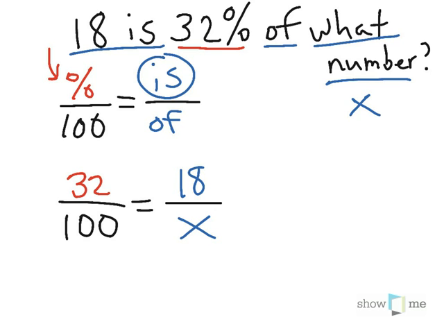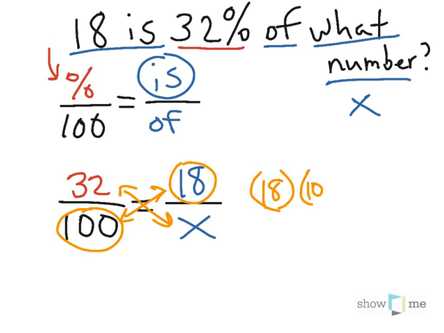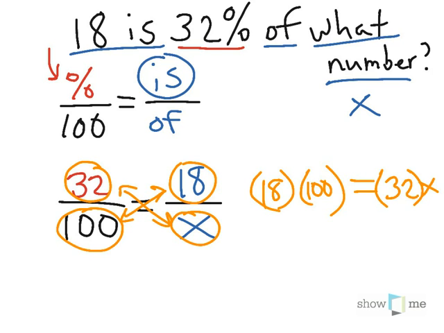Now once you get to this point, solving this is actually quite simple. Cross product property says I can get rid of these fractions by making these quantities equal each other. Okay. Now let's write it this way using a product. So 18 times 100 equals 32 times x. And it doesn't matter the order that these go in. I'm just going to try to make it user-friendly. Now, I could put parentheses if I want to, but on the right side I don't really need them.